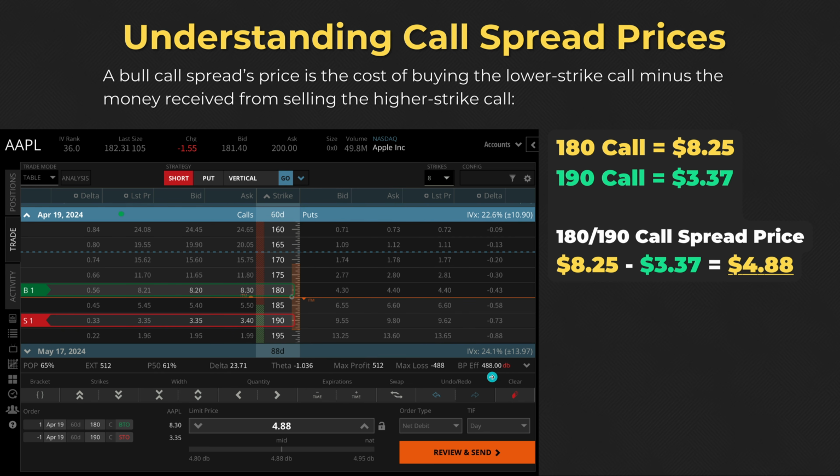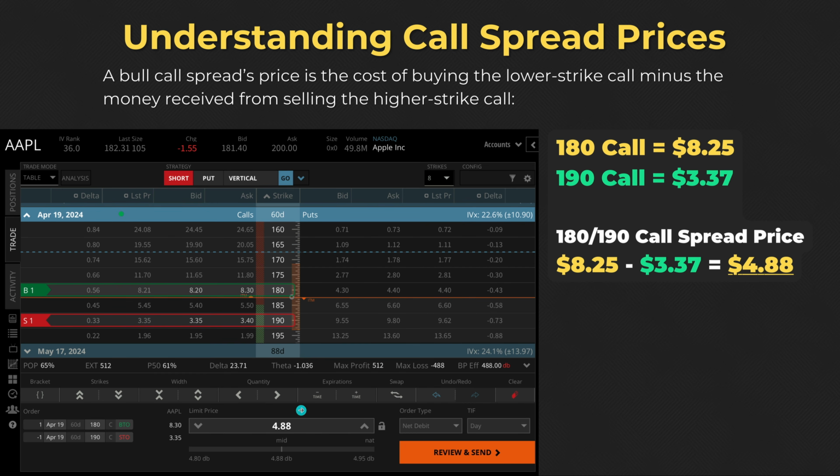The maximum profit is $512, and this comes from the difference between the width of the strikes, which is 190 minus 180. This gives us a $10 wide spread, and if I buy this spread for $4.88, the most this spread can be worth is $10. And so basically, if this spread goes from $4.88 to $10, that is an increase in its price of $5.12.